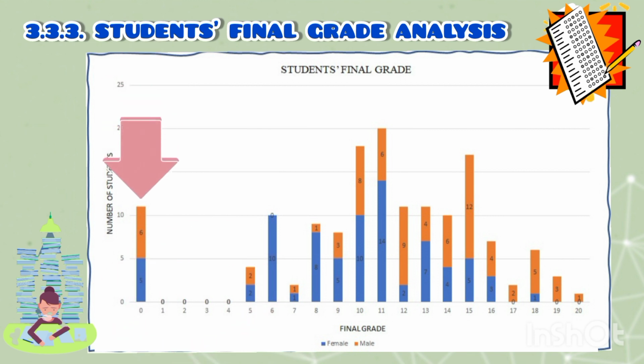Unfortunately, there are also 11 students in total that get 0 in their final grade, with 6 male students and 5 female students. As for the final grade of 6, there are only 10 female students, while for the final grades of 17, 19, and 20, there are only male students, which are 2, 3, and 1 male students respectively.